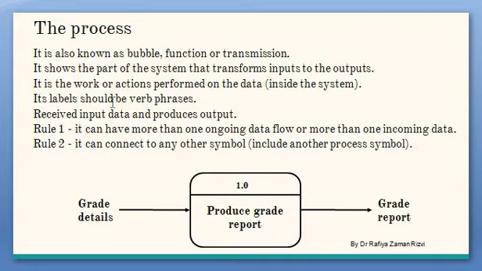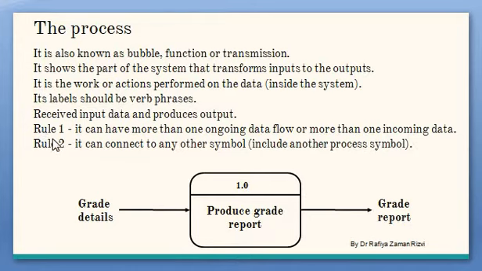Then the labels should be verb phrases. Now verb phrases means it should represent some action that is going on. Okay, like here we are saying that it produces grade report. Okay, so this is a verb phrase. Then it receives input data and produces output. Okay, so always there would be an entry of data into the process and there would be an output produced.